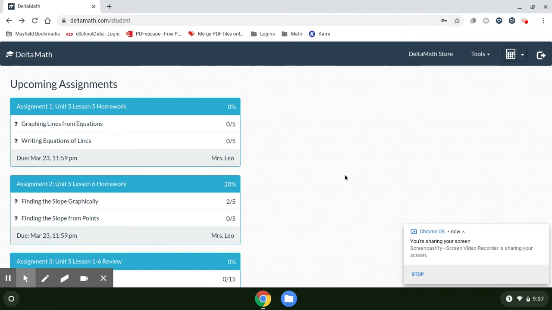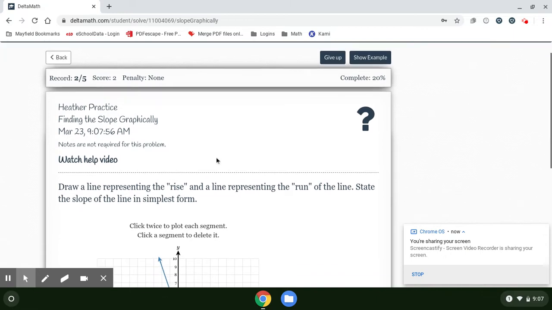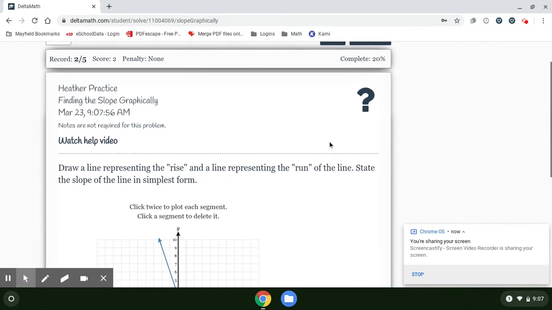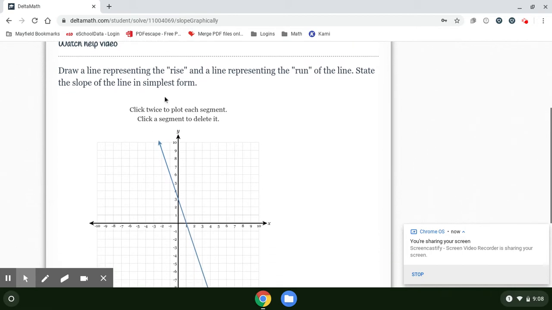This tutorial is for assignment 2 under the Unit 5 Lesson 6 homework. So the first part I'm going to show you is finding the slope graphically. When you log into Delta Math, you can see your assignments on the left side. So I'm going to click on Find the Slope Graphically. And I already did 2 problems, which you can see up at the top. But I'm going to do this third problem now.